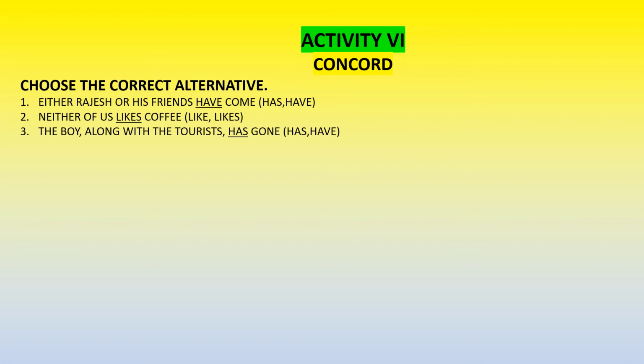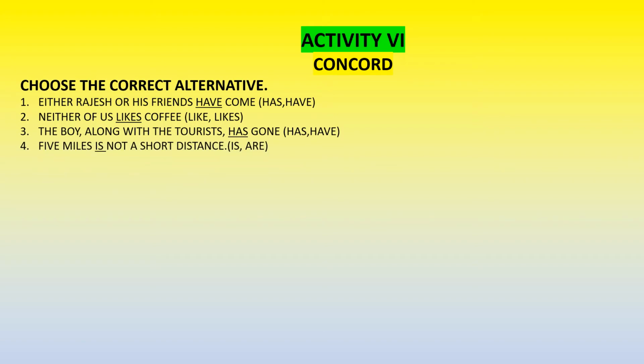Third one, the boy along with the tourist have gone is actually given in your textbook. You see, what is the subject? The boy along with the tourist. The tourist is not considered as a subject. Tourist is plural, but the correct subject in the sentence is the boy. The boy has gone along with whom? Along with the tourist. So the subject is the boy. The boy has gone. So now we'll go for the fourth sentence.